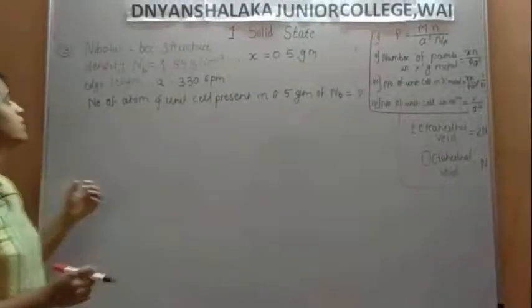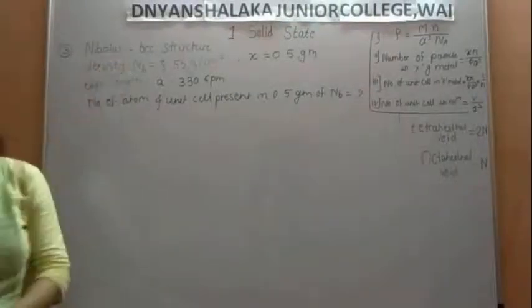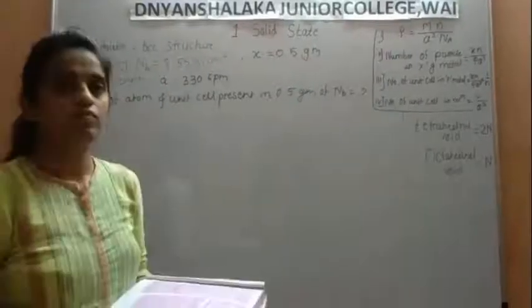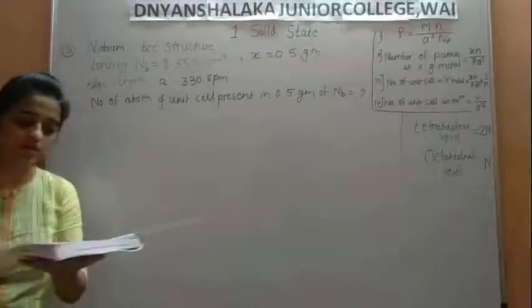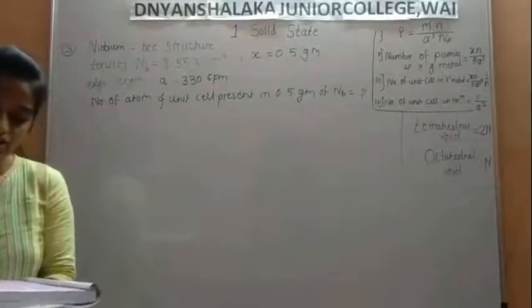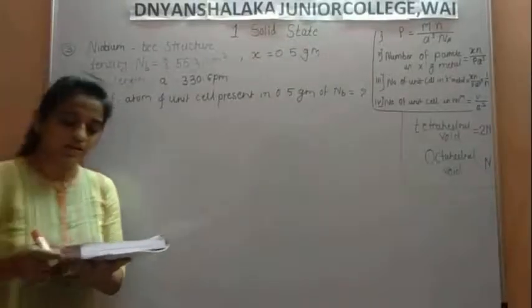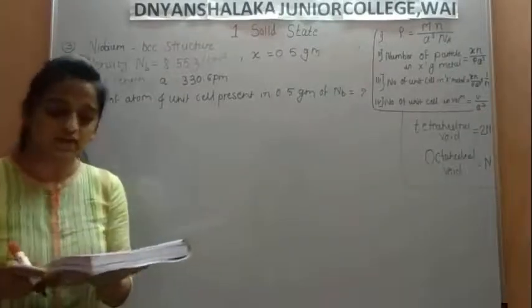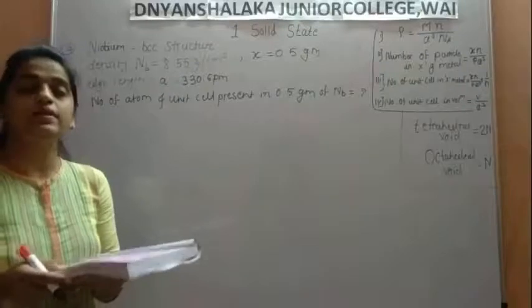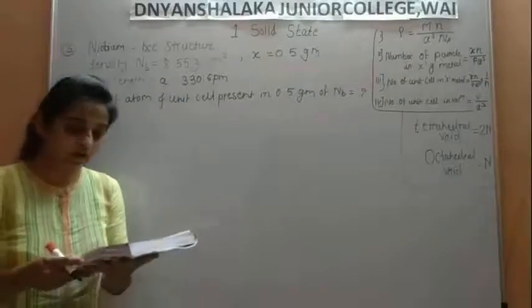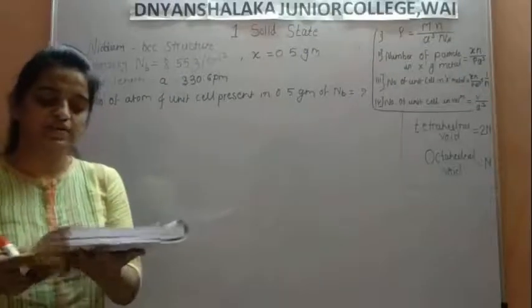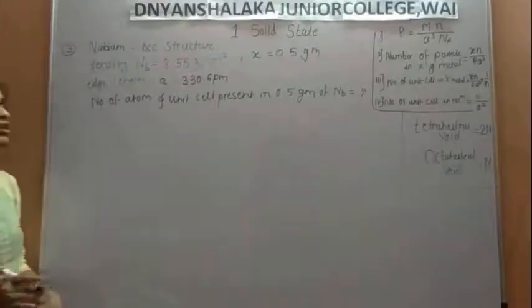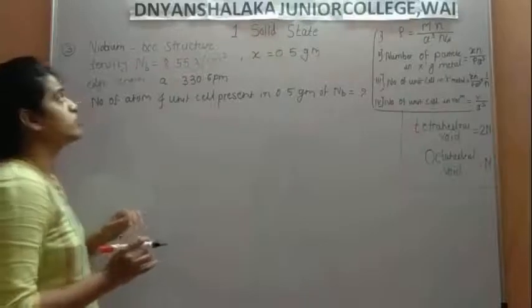So next, the third example: niobium forms a BCC structure. The density of niobium is 8.55 gram per centimeter cube and the edge length of the unit cell is 330.6 picometer. How many atoms in the unit cell are present in 0.5 gram of niobium? Niobium is an element, so the symbol is Nb.